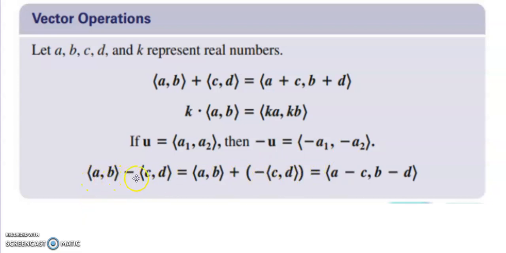If I do AB minus CD, we're going to change the sign in the second vector. So we're going to do A minus C, and then we're going to do B minus D. Because remember, subtraction always just means change the sign. So A minus C and B minus D. Horizontal movement, vertical movement. H before V: horizontal movement, vertical movement.